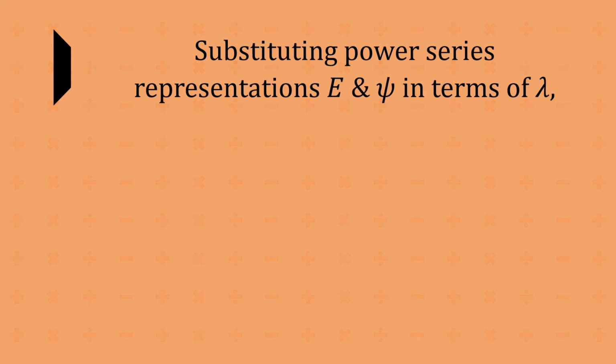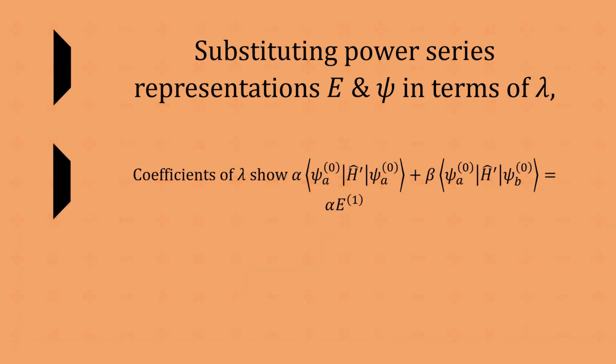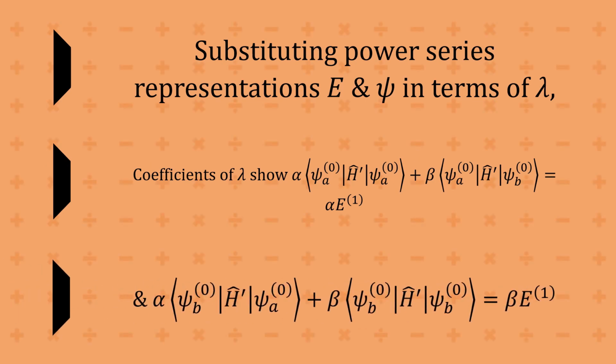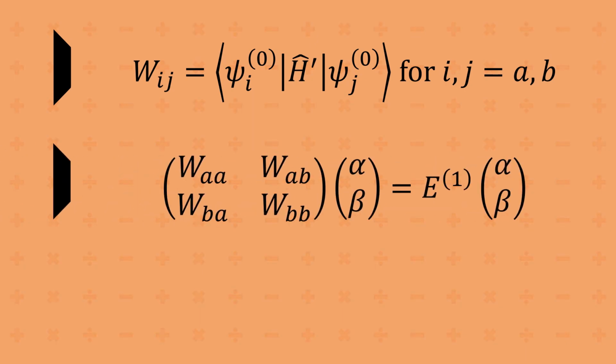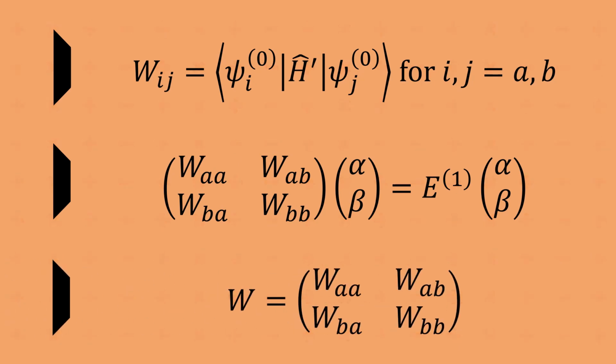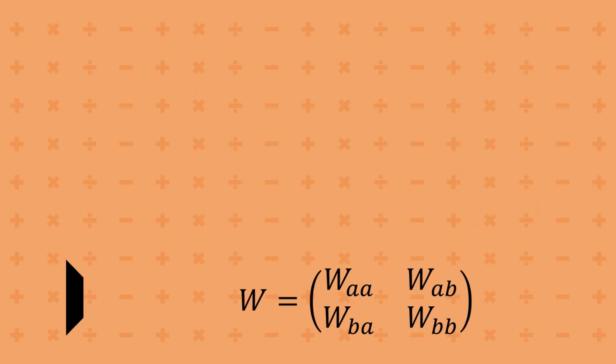Substituting power series representations for E and psi in terms of lambda, the coefficient of lambda can show this equation here and this equation here. Letting Wij equal this expression here for i and j equaling A and B, we can write these simultaneous equations using this matrix equation. Let W equal the 2x2 matrix in this equation.